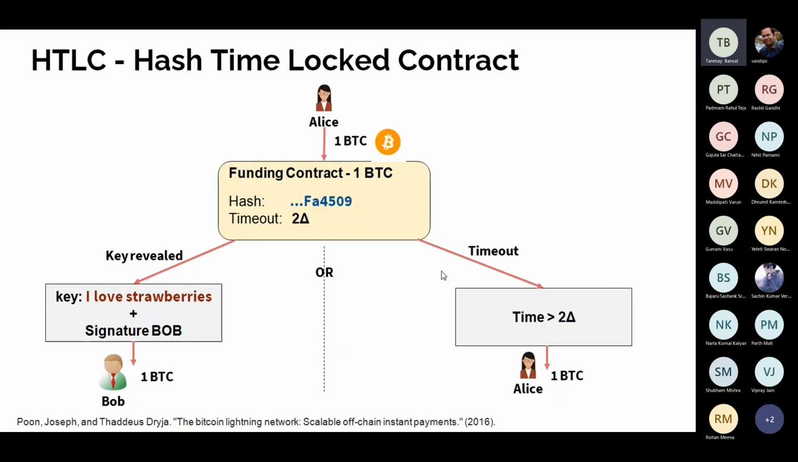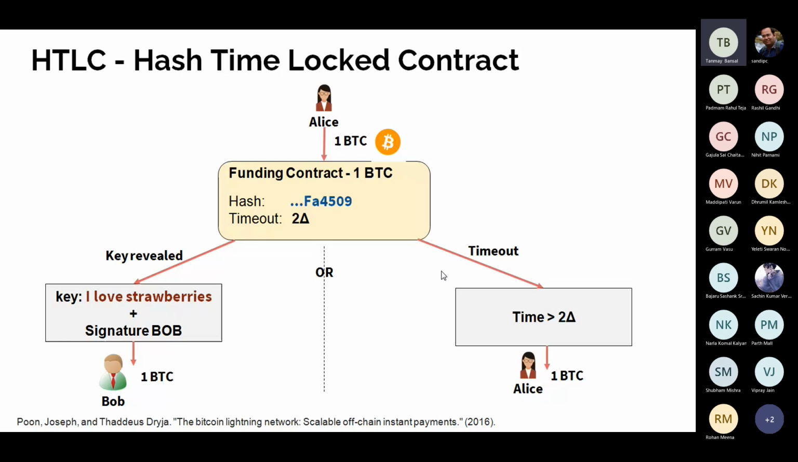So finally, what we will talk about is this hashed time lock. It uses both hash lock as well as time lock. In this example, as you can see, Alice is issuing a contract of 1 Bitcoin with that hash, as we had seen in the previous slide, and it also has a timeout of 2 delta. The contract is developed in such a way that once the key is revealed, Bob will be able to claim that 1 Bitcoin.